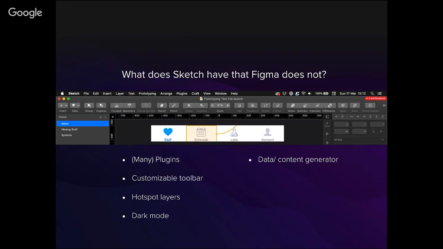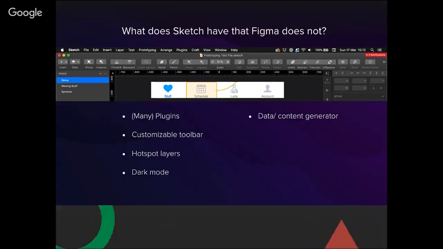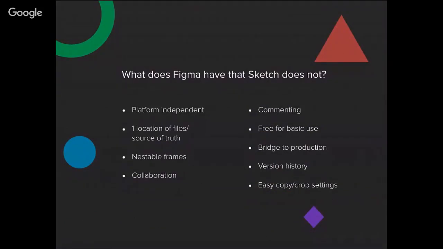And it has dark mode, and with a recent update, Sketch also has a data generator. I think it always had plugins, like Unsplash and others, that you can use to get image content, and now it has that built into Sketch. What does Figma have that Sketch does not?